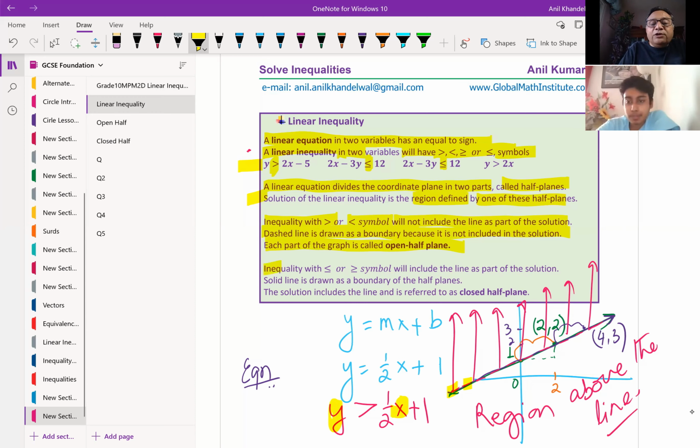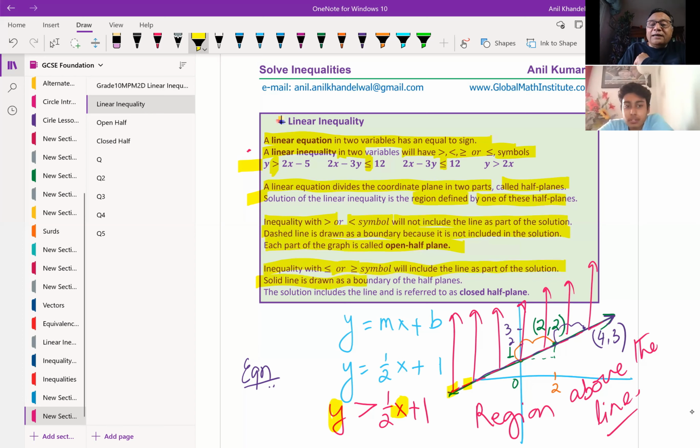Now, inequalities with less than or equal to or greater than or equal to symbols will include the line as a part of the solution. If you have greater than or equal to or less than or equal to, then the line will also be included as a part of the solution, correct? Yes, sir.